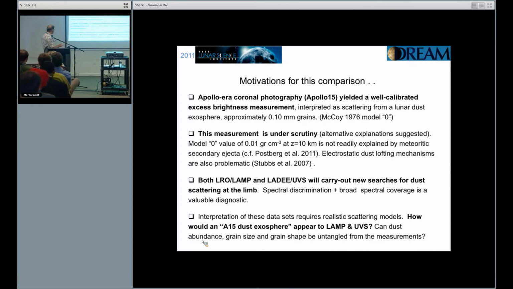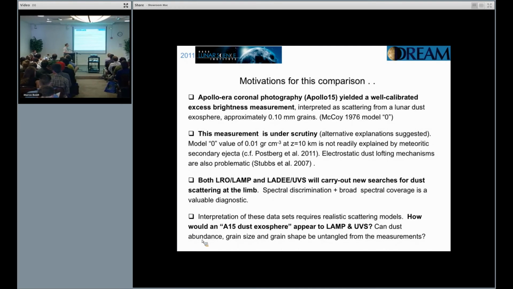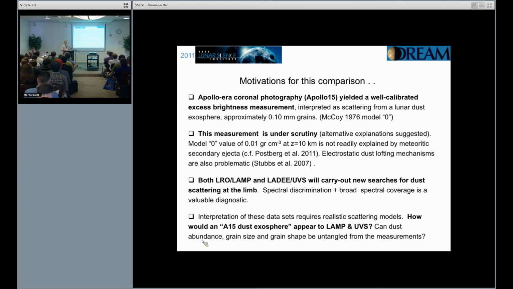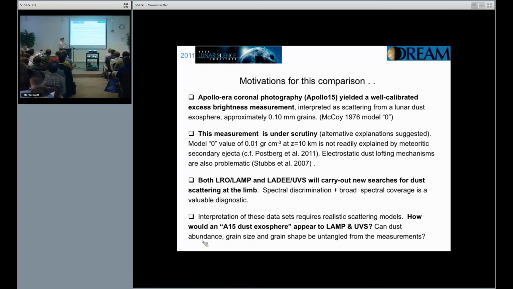An additional advantage is this broad spectral coverage and spectral discrimination. That's something Apollo didn't have. These were photometrically calibrated, but it was effectively one broad filter. It was just film that was illuminated and pre- and post-flight calibrated.